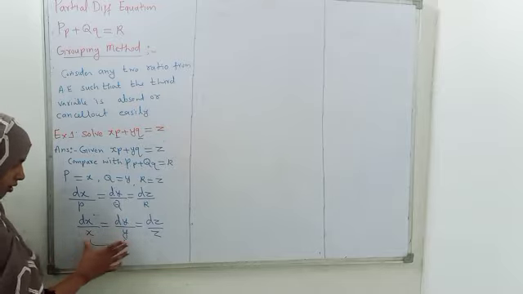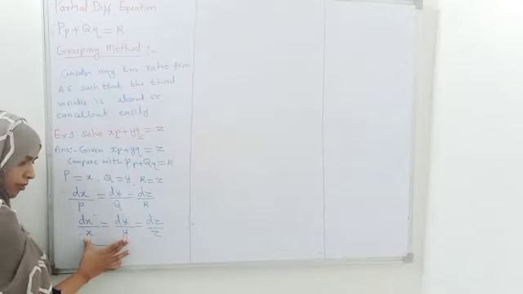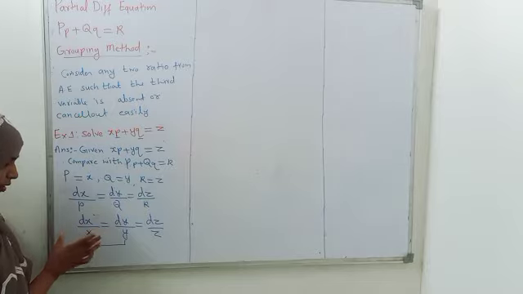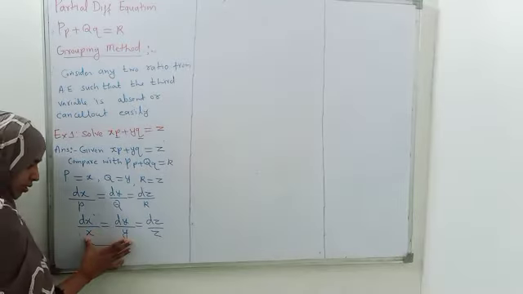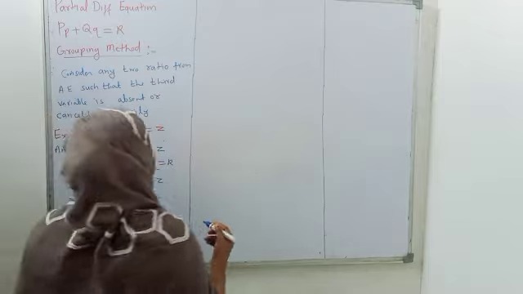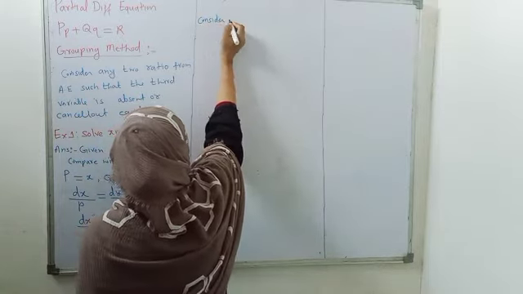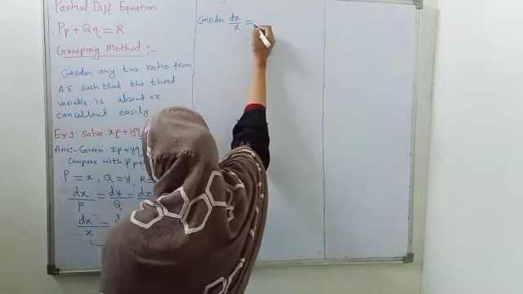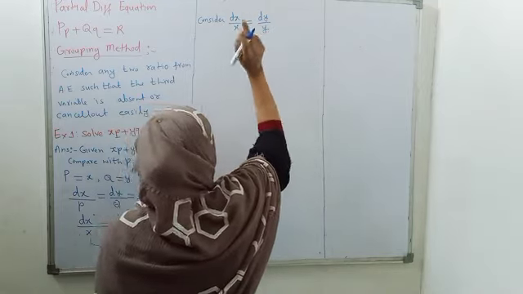It means if I consider the first two ratios, it is in variable separable form. Every time you have to see whether it is in variable separable form or not. There is no term of z if I consider the first two ratios. I can take it easily. So consider the first two ratios for the first solution: dx upon x is equal to dy upon y. It is variable separable form.